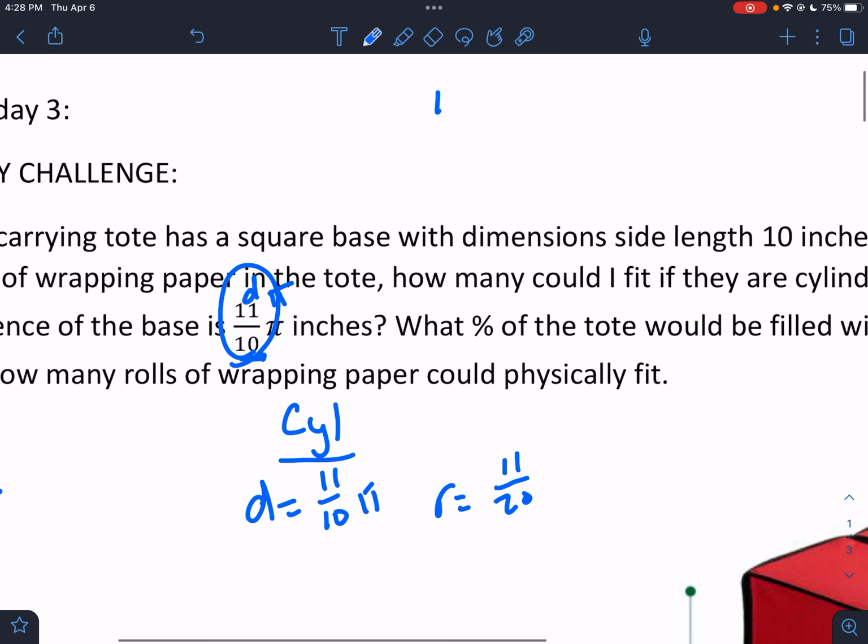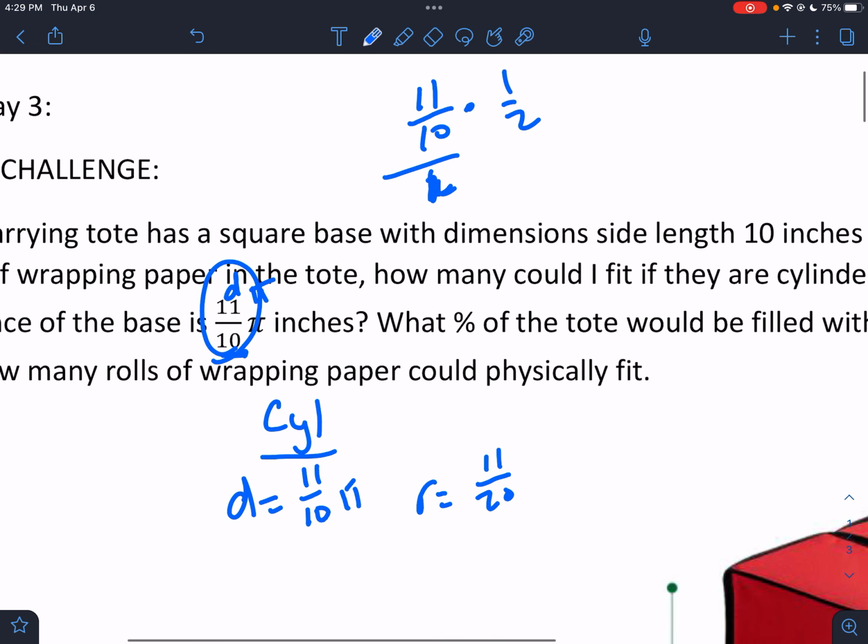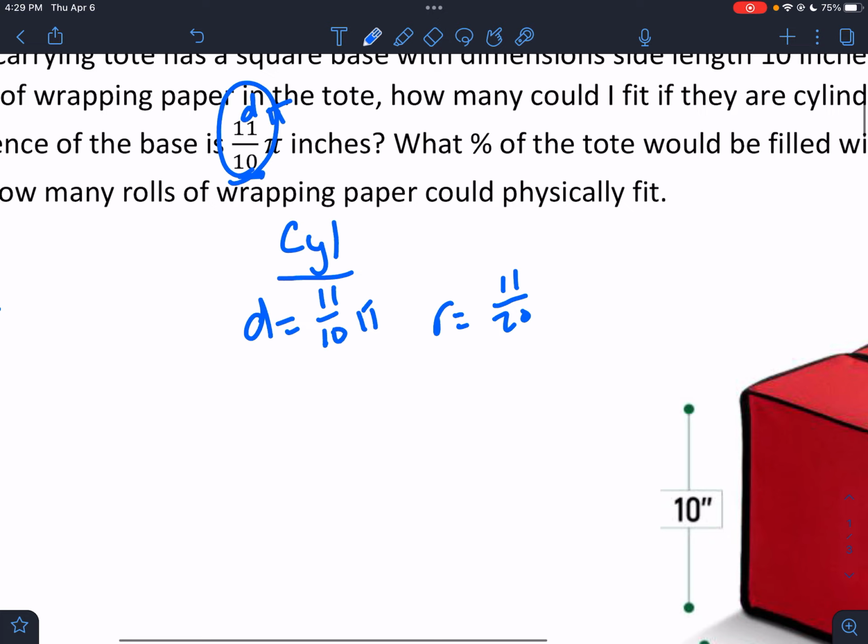How do I know that? Well, what is 11 over 10 divided by 2? And I've told you guys, don't make your pre-cal teachers tell you this a million times. How do you divide? Well, if you have trouble dividing, think of it as multiplying by the reciprocal. It's the same thing, and that's where we get 11 tenths times 1/2, where the radius is 11 over 20.